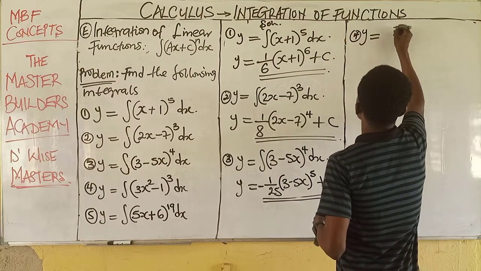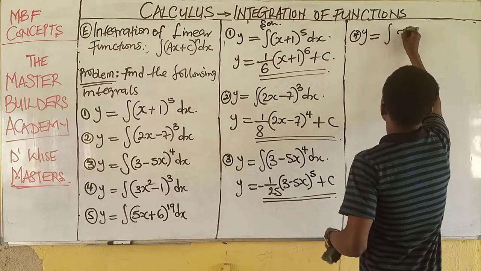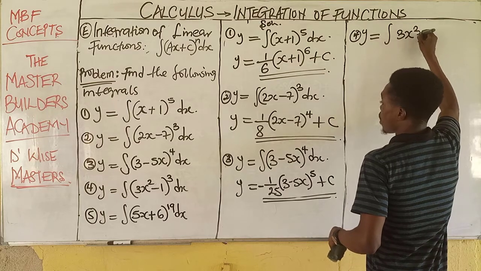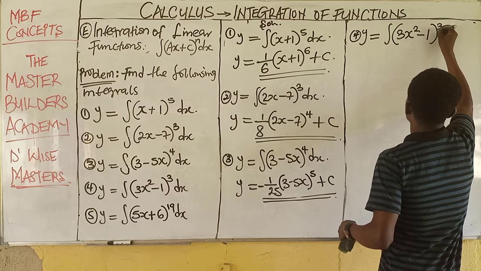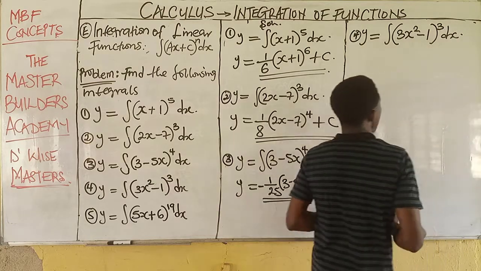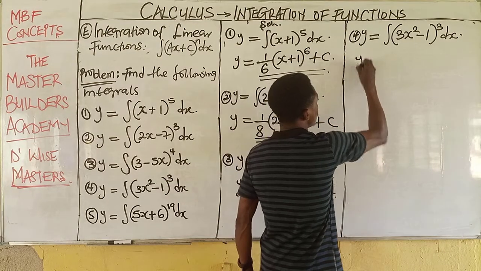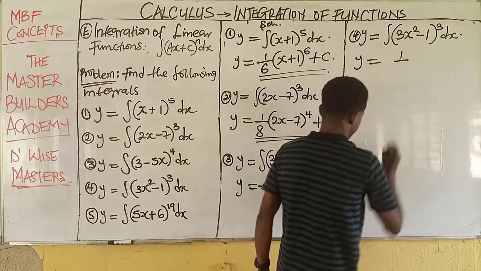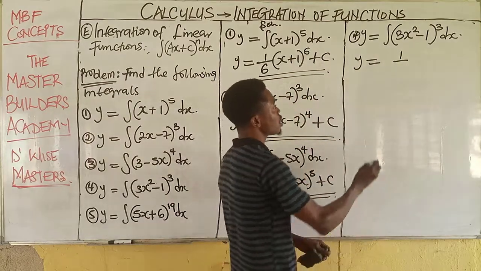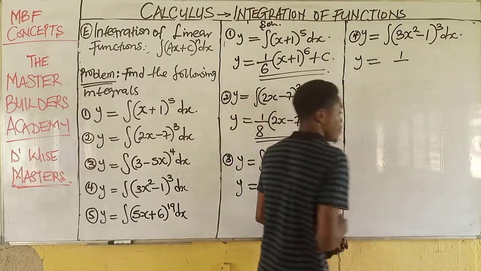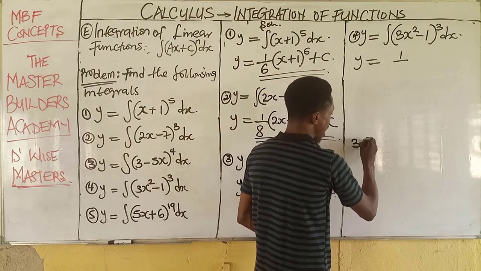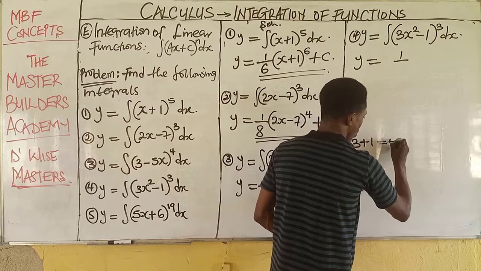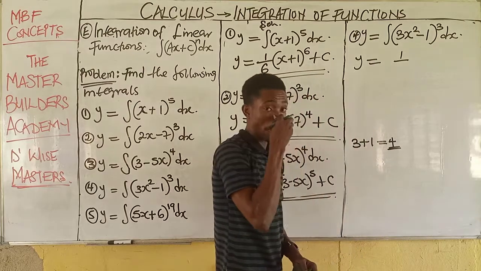Y is equal to the integral of (3x squared minus 1) all raised to the power of 3 dx. So the first thing you will always do is to identify the power of the given function. And the power here is 3. Then I will increase the power by 1. This will have given us 4. This is now the new power.